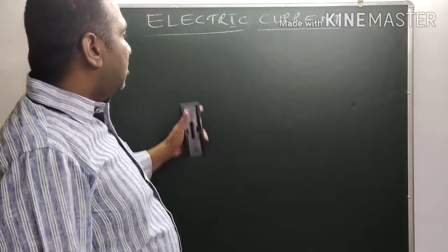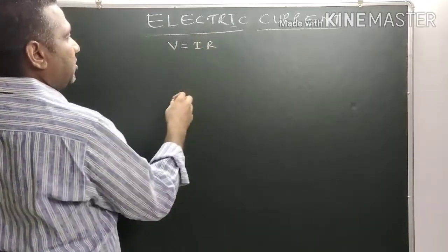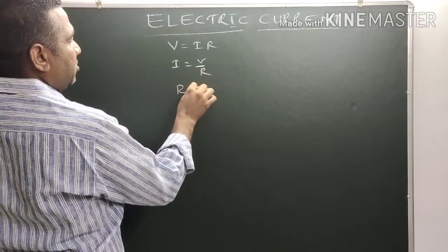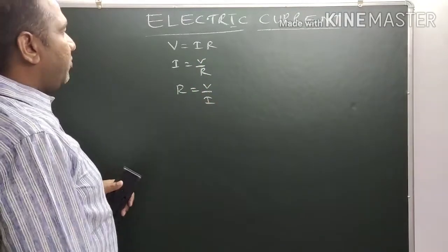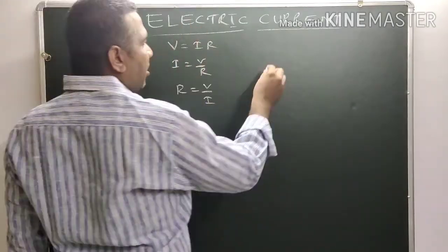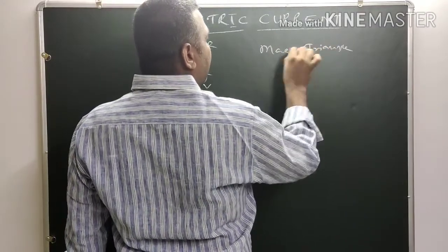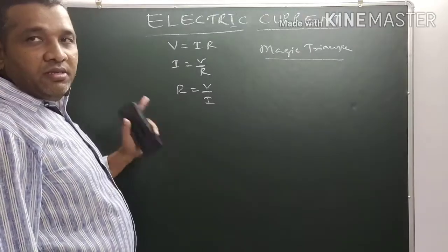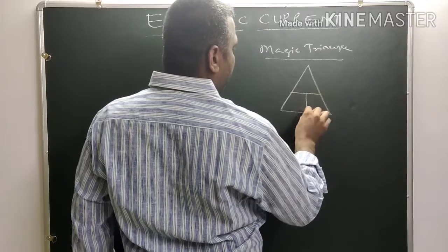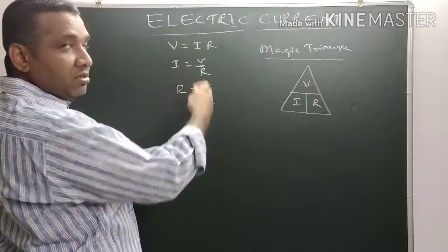So these three equations are based on V equals IR: V equals IR, I equals V by R, and R equals V by I. To remember these three equations, we have a magic triangle, which is helpful to remind us of these equations. Let's draw that magic triangle here, with V, I, R.